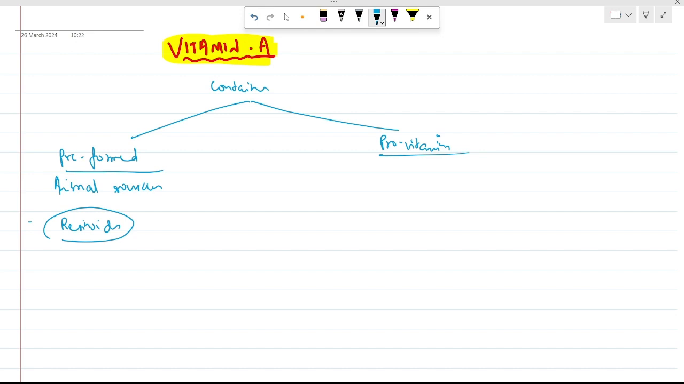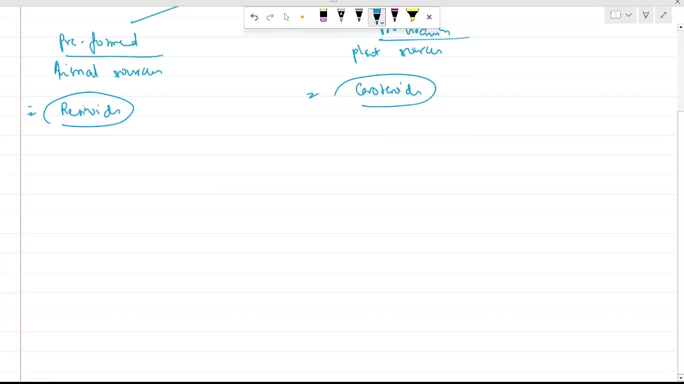The provitamin are the plant sources. These provitamin are the plant sources. These are called carotenoids. Animal sources retinoids, so preformed, and plant sources provitamin, carotenoids. Remember this. Then we are going to see the ring structure.